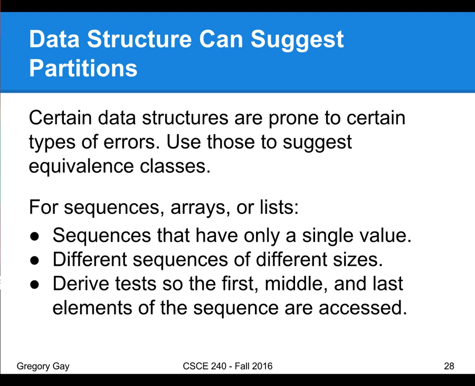And then try things, of course, so that the first, middle, and last entry of your array are going to be accessed as well, because these tend to be partition boundaries, tend to be cases where something can go a little bit wrong if you're off by 1, for instance, in how you access array indexes.